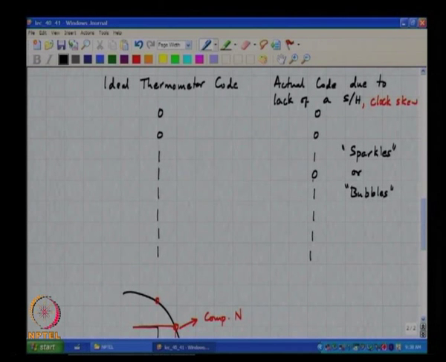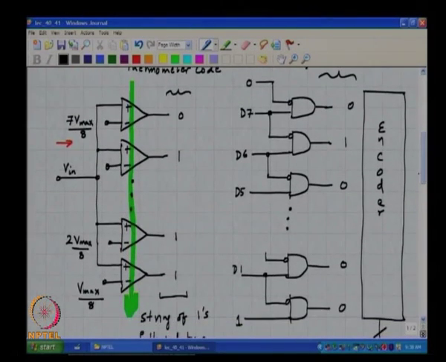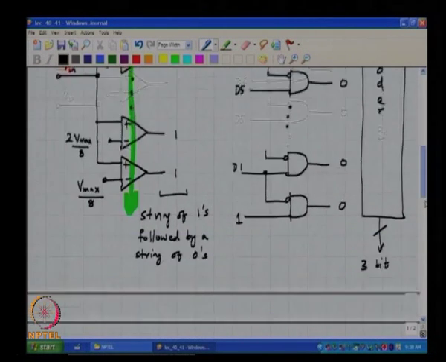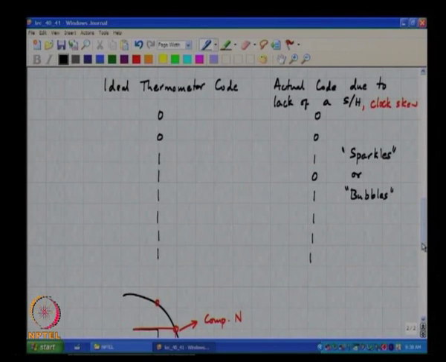In principle we do not know whether the input is here or here. So, if you just use the standard hardware, then after doing the 1 of n code you will get 2 1s, and that will go into the encoder, and the encoder will give you complete garbage. So, these bubbles or sparkles are a problem. While we do not know what the true input is, at least one thing we would like to make sure is that we know that the input is in the neighborhood of this.